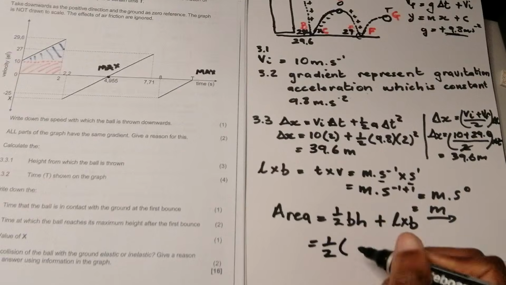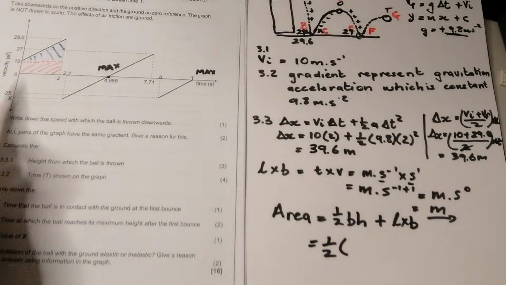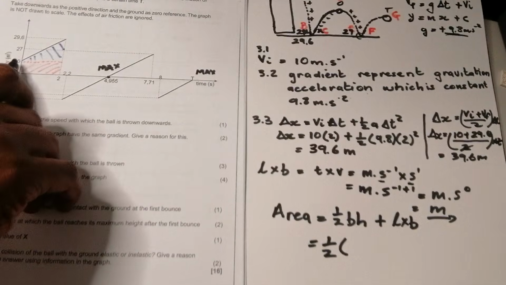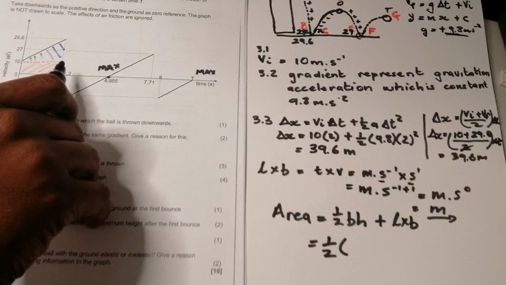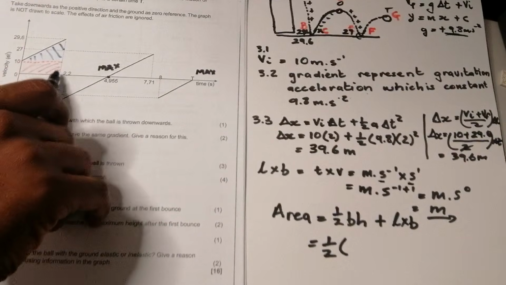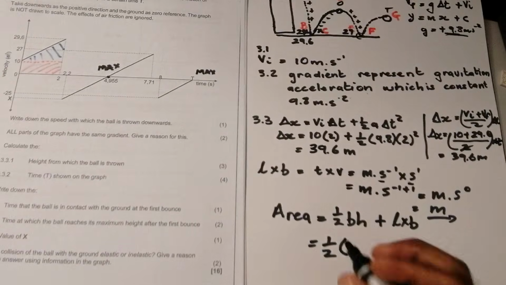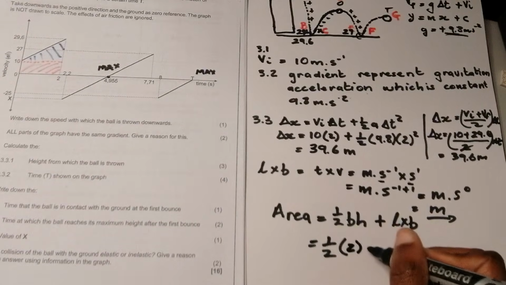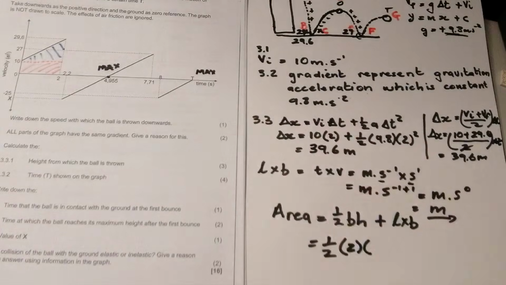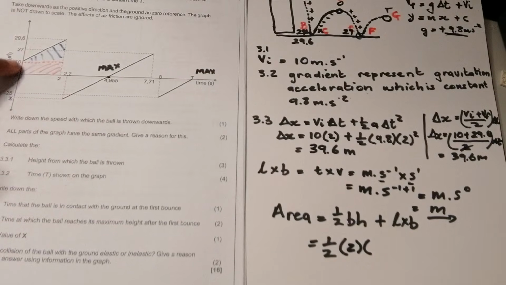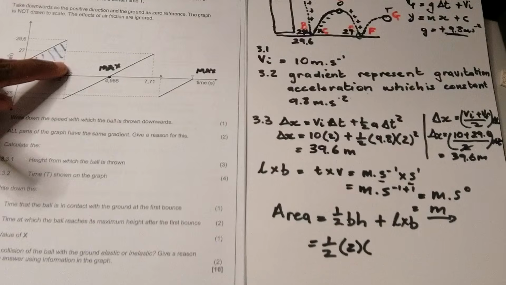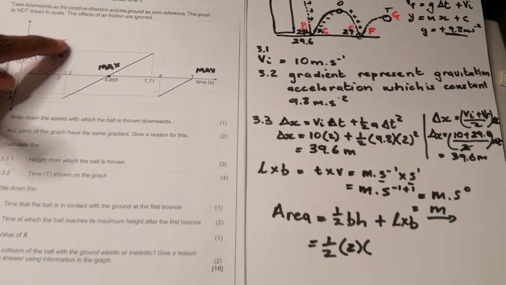So this is going to be half. What is the base of my triangle? It's between this point here and that point there, between 0 and 2, so our base is 2, times our height. Now please be very careful here. The height of my triangle, remember, a triangle doesn't start at 0, it starts at 10 and ends at 29.6.